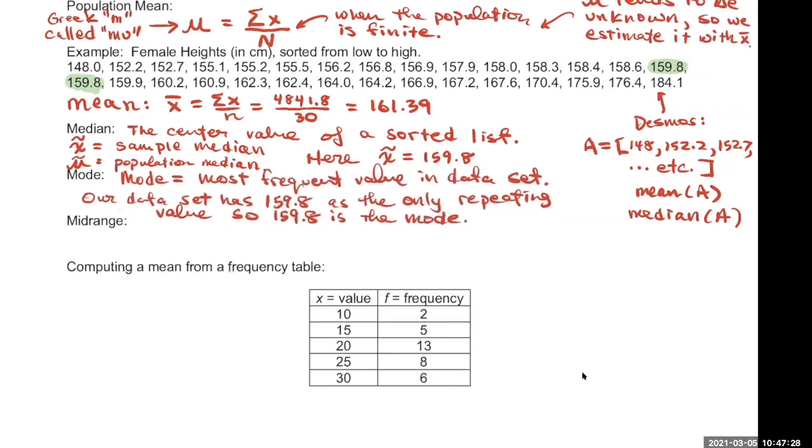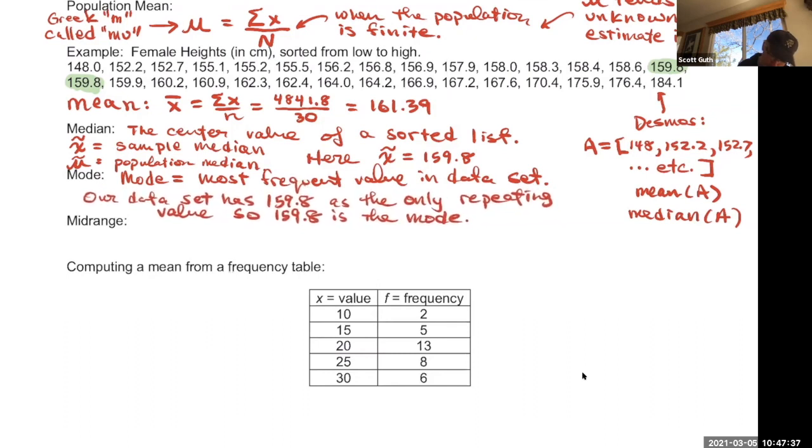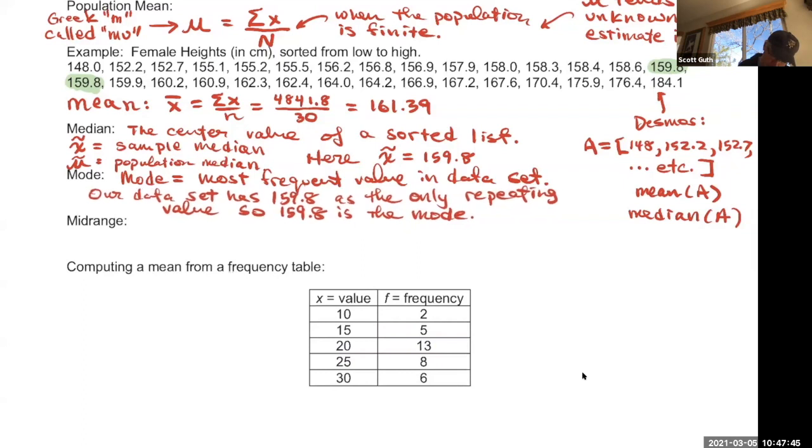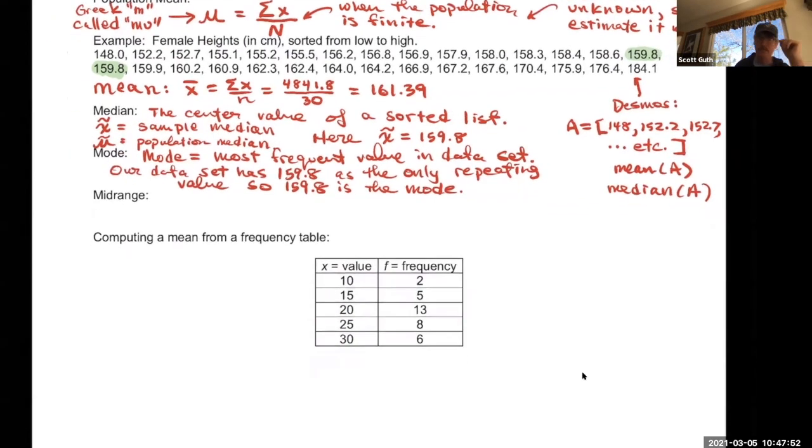What if there's two numbers that repeat? So you mean two things that repeat? Yeah. So a data set can be bimodal. A data set can be trimodal. A data set can be multimodal. If you want, you can make a note of that: data sets can have more than one mode if there's a tie for first place, basically.